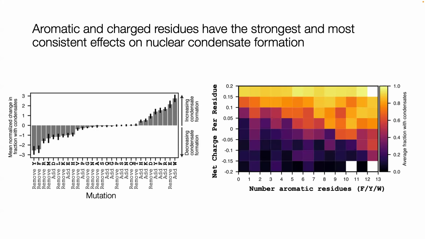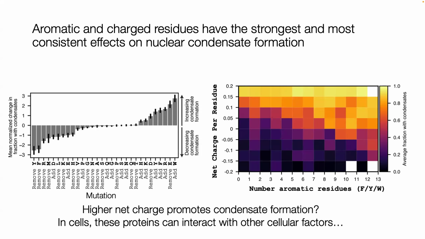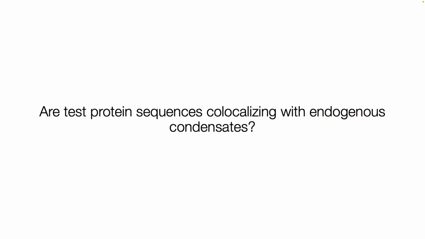So if we were just looking in a test tube, you would imagine that high net positive charge probably would not actually be driving condensate formation. It would probably drive electrostatic repulsion. So how could it be actually promoting condensate formation? But remember that we're performing these experiments inside of cells. And so, of course, these proteins can interact with all of the other things that are actually inside of cells. And so we wanted to get some sense of whether those other factors are actually playing some role in driving condensate formation. So we first just wanted to ask a very simple question.